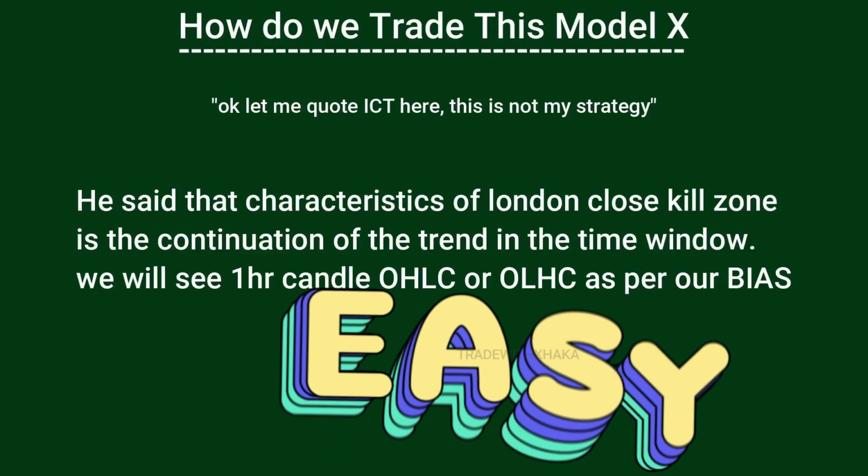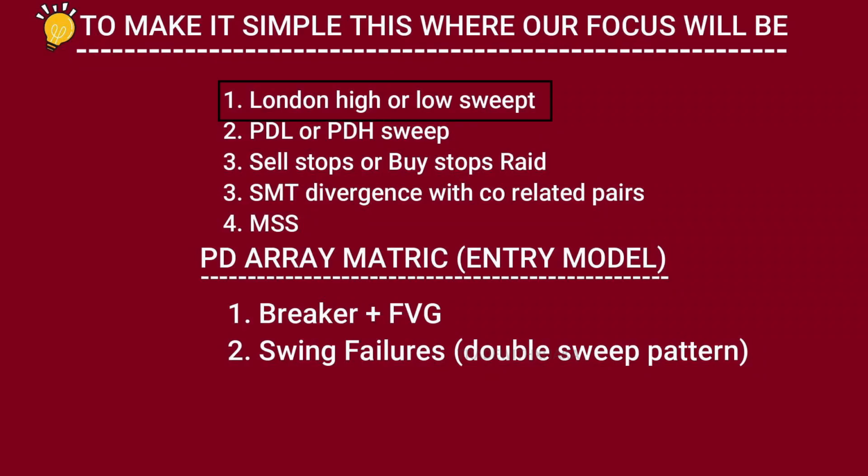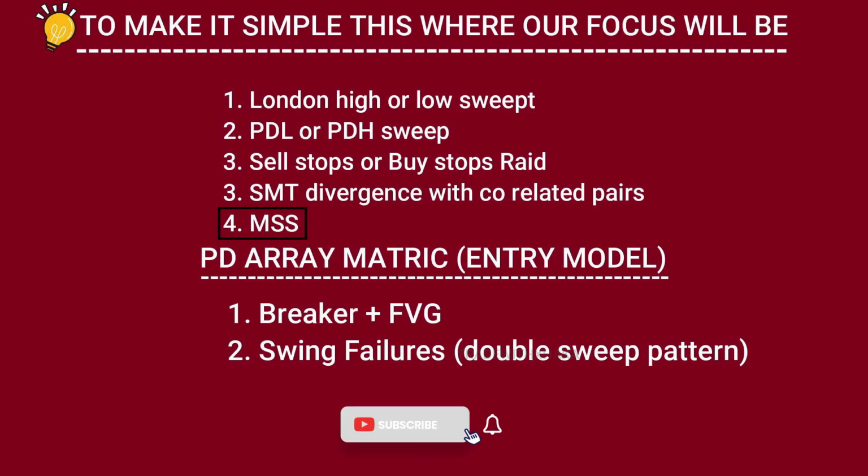To make this simple, our focus will be on London high or London low swept, anyone available at that point in time. Secondly, previous daily low or previous daily high sweep, sell stops or buy stop raid, SMT divergence with correlated pairs. If you want to do additional modification, you can use SMT divergence with correlated pairs. You know what I mean by that. Then market structure shift, that's where our focus will be.